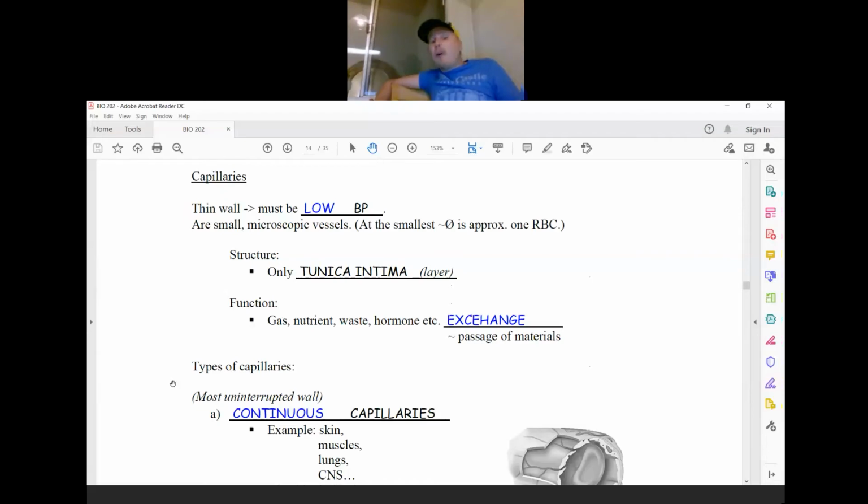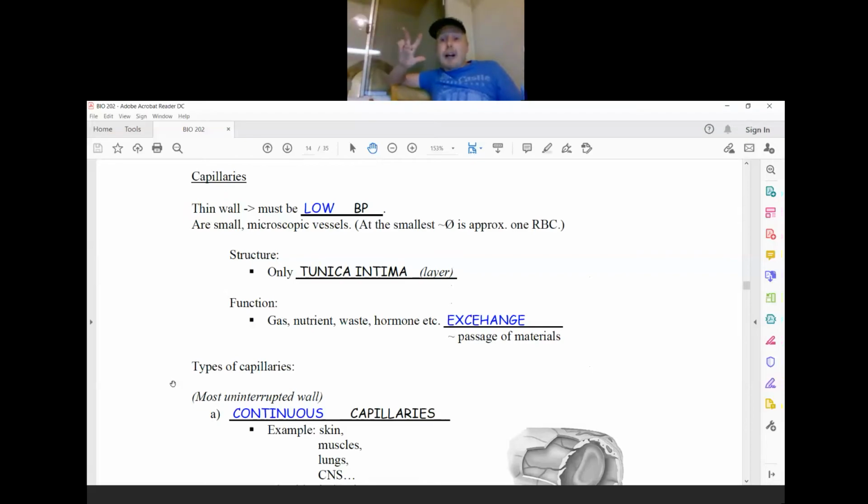Within the capillaries, we only see the tunica intima, so the innermost layer, and the function of the capillaries was really the exchange of materials. This was the main site of exchange of materials. That can be gases, that can be nutrients, that can be waste products, that can be hormones, that can be a lot of things that are being exchanged at the capillaries.